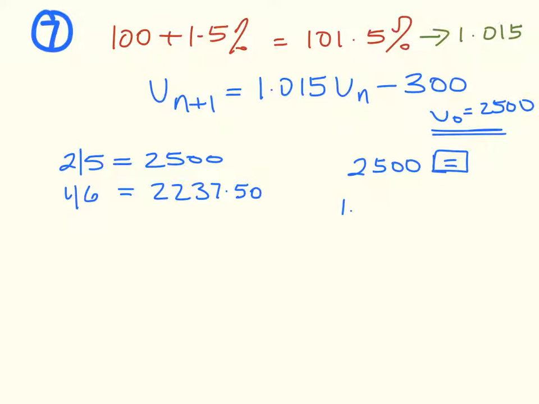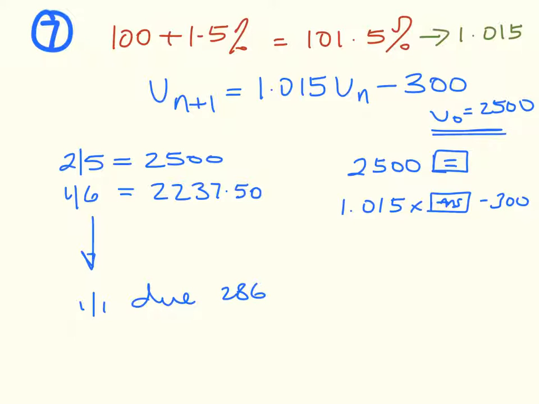Now on your calculator, the best way to do this question is to put the 2,500 in, press equals, and then type in your recurrence relation, 1.015 times, and use the answer key, minus 300. And if you keep doing that and that and that, you'll hopefully find out that when it gets to the 1st of January, he's actually due £286.